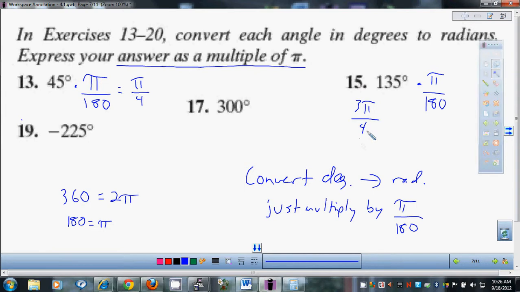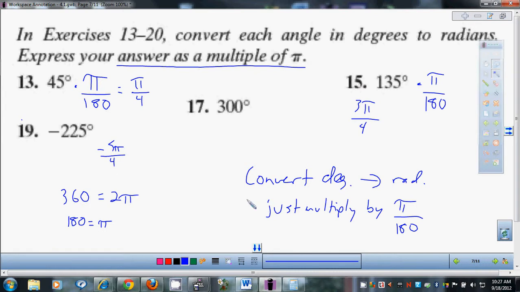Try number 19. Negative's not going to change anything. Just stick a negative out in front of it when you're done. You can't in geometry, but you can in pre-calculus. Go in the other direction, that's all it is. Exactly. Negative 5/4 pi. Very good.